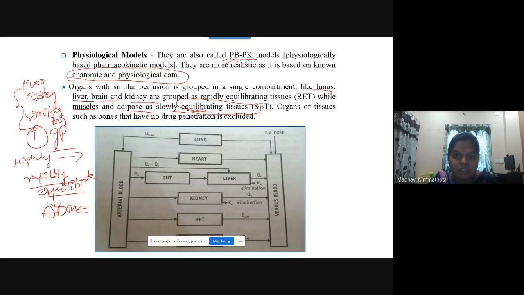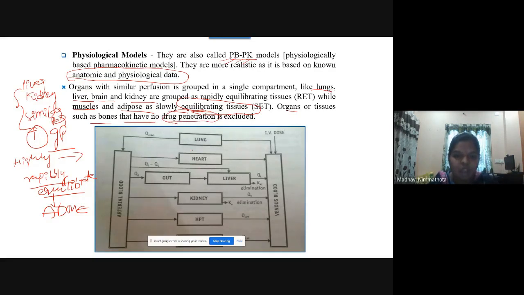Then there are organs or tissues such as bones that have no drug penetration. So you have the liver, brain, kidney, which are highly perfused and rapidly equilibrating tissues. Muscles and adipose tissues are slowly equilibrating tissues. And bones do not have any drug penetration property.